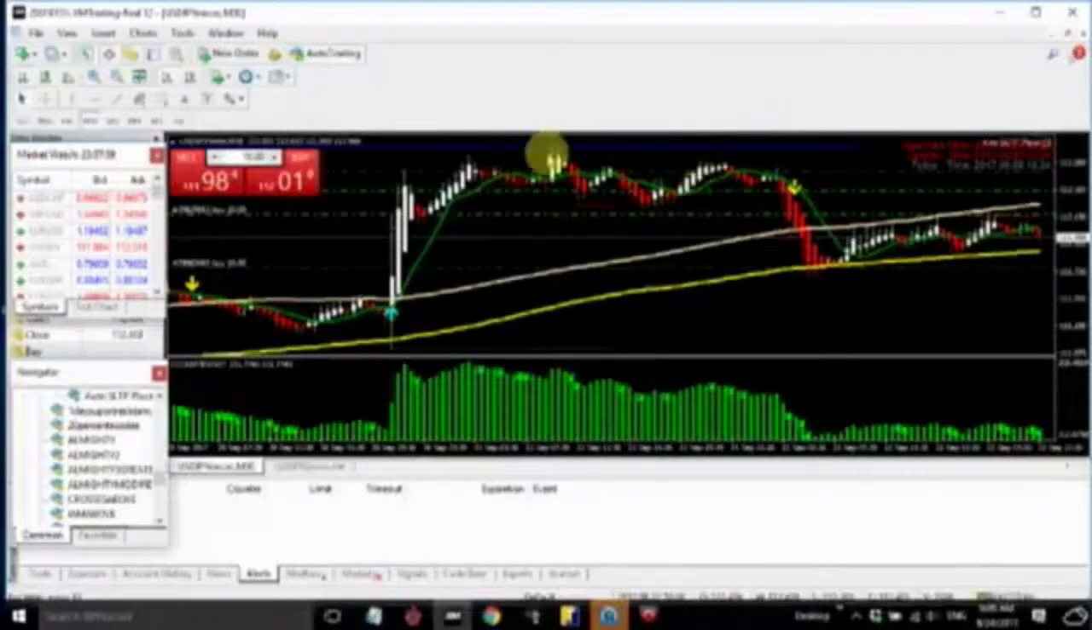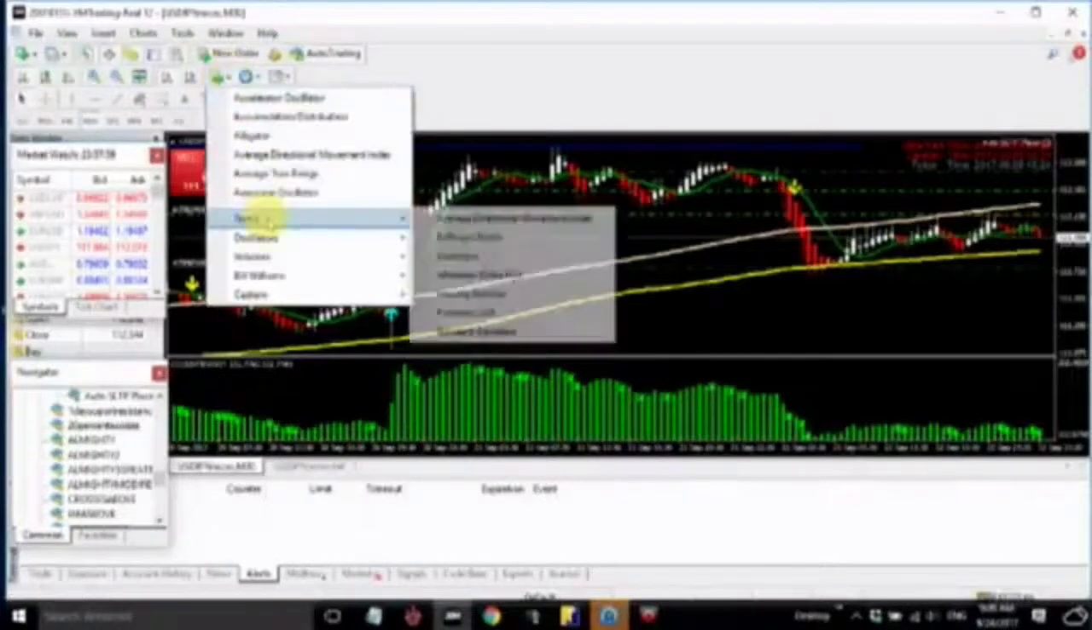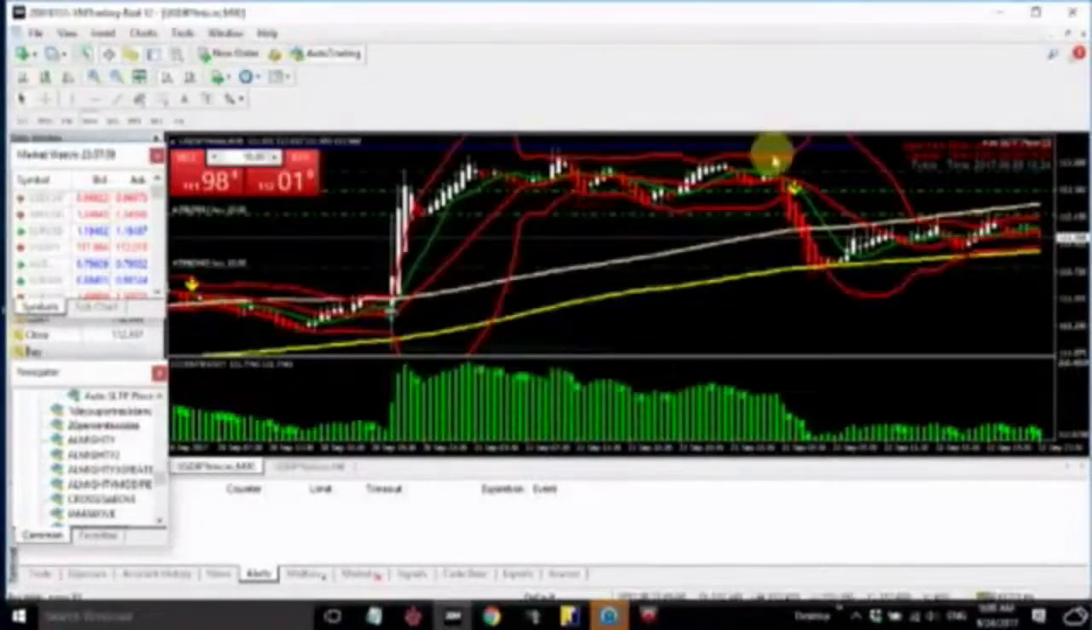When I bring back my Bollinger Band, from here, when the price is touching the upper band of the Bollinger Band, it went straight back to visit the moving average period 200.